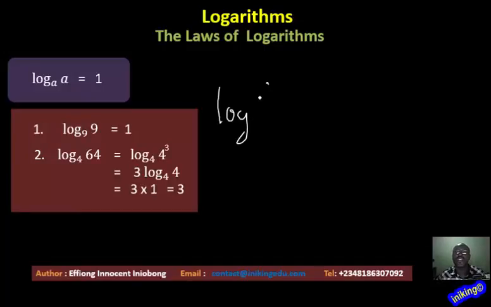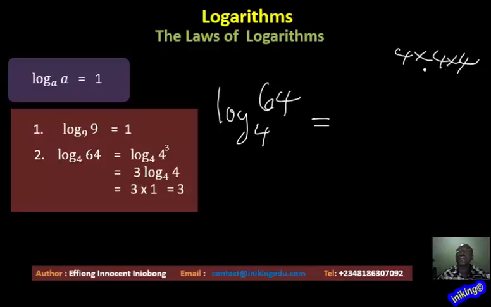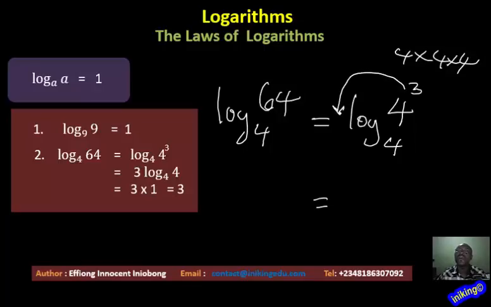Let's go through the process. Logarithm of 64 to base 4. How do I apply this law? I look at 64. Oh, 64 is 4 times 4 times 4. Then this will be the logarithm of 4 raised to the power of 3 to base 4. But the previous law we just studied told us that this 3 can be moved to the back. So we have 3 times the logarithm of 4 to base 4.